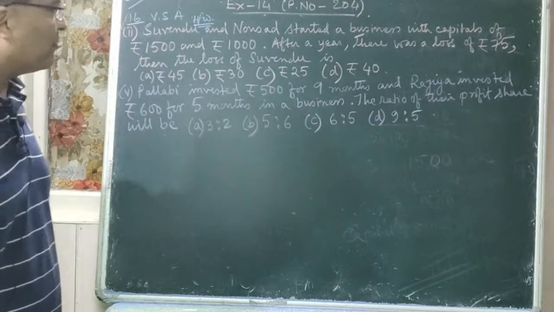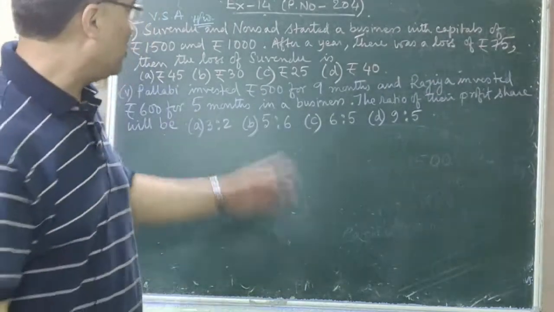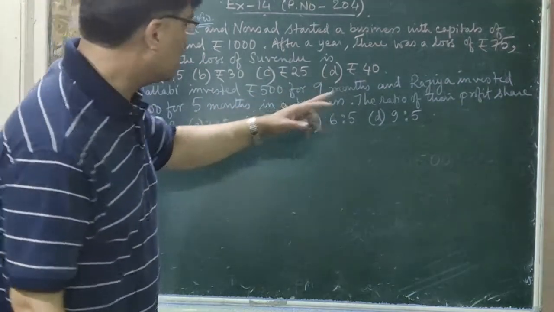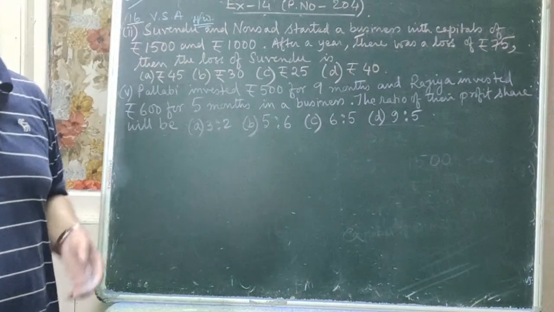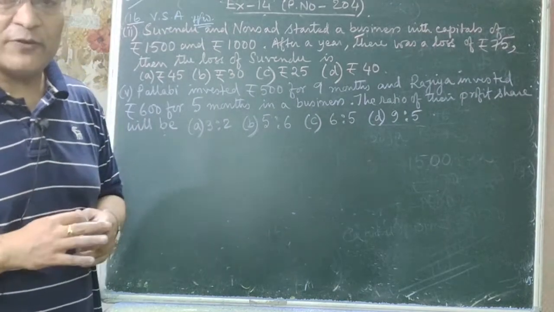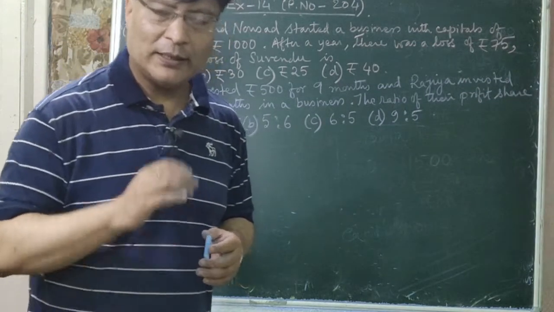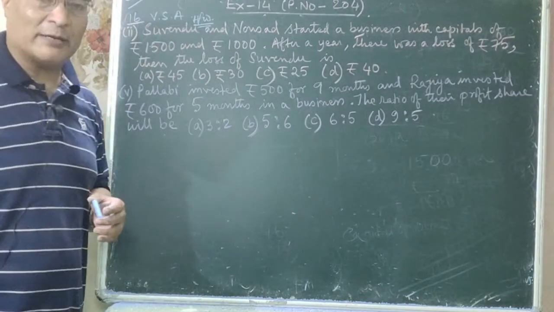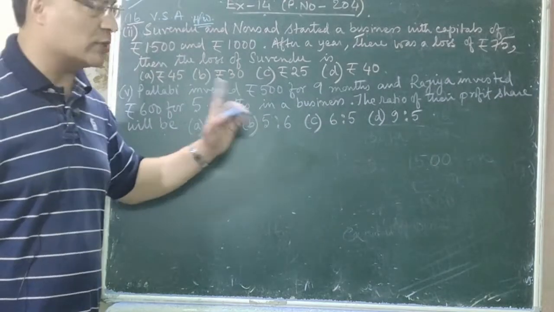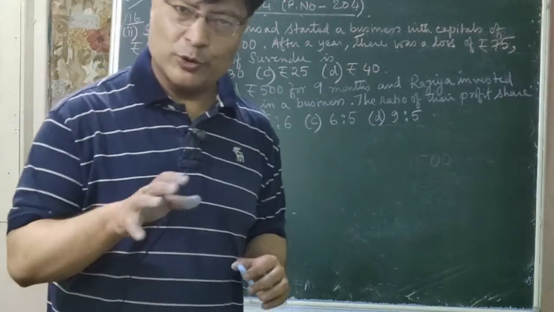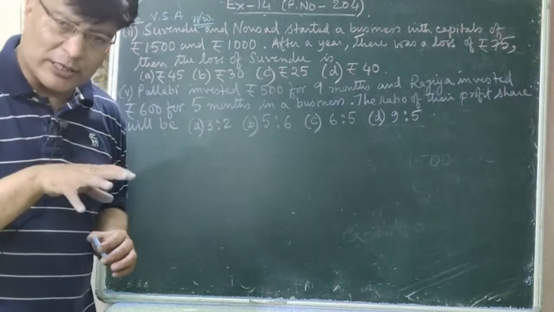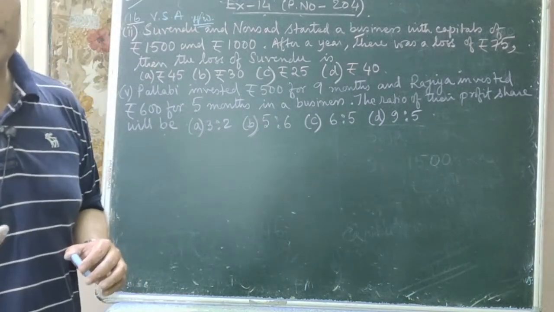Pallavi invested rupees 500 for 9 months, and Rajya invested rupees 600 for 5 months. That is, in both the cases, the money is invested for different time periods. So this problem is based on compound partnership business. The ratio of their profits here will be, they say A, B, C or D. So you know that the ratio of capitals is equal to the ratio of profit.